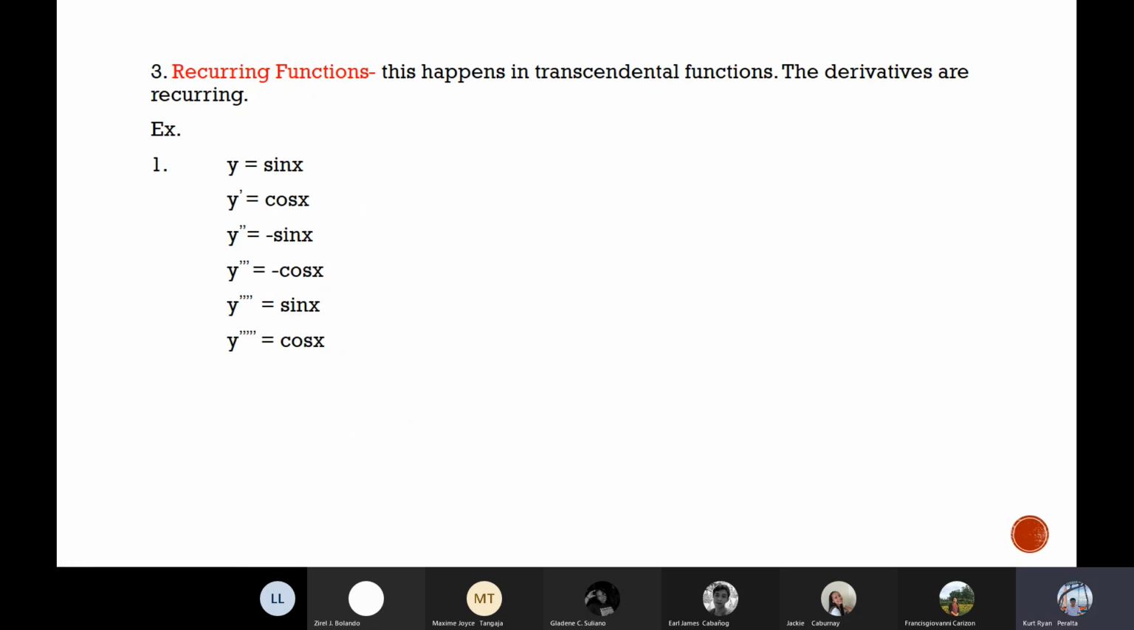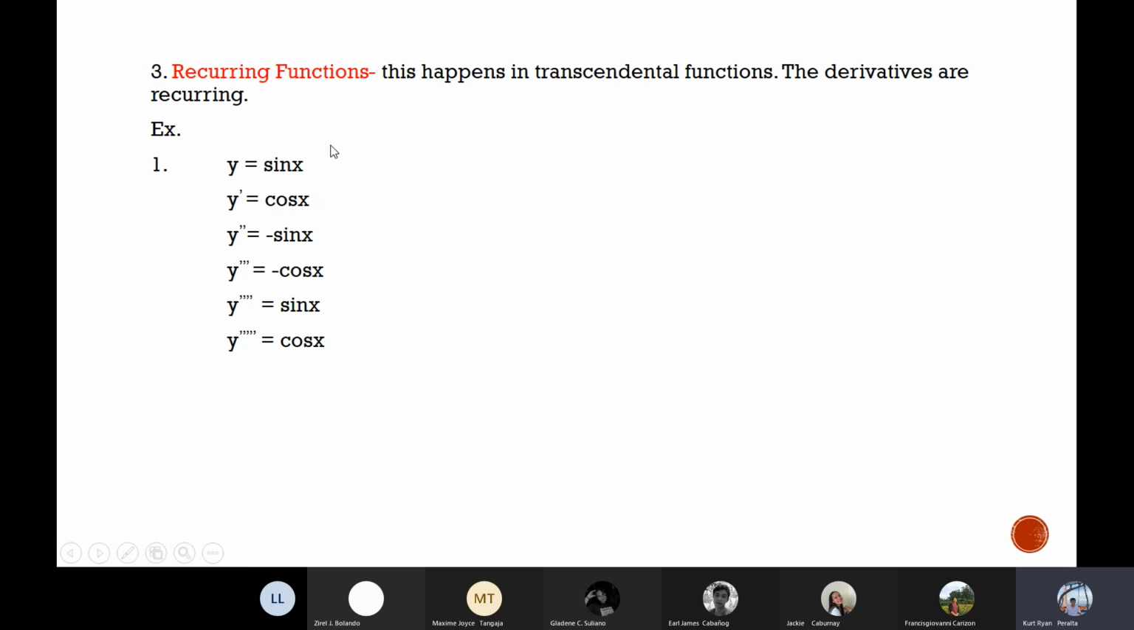The last type of function according to their higher derivatives is the recurring functions. This happens in transcendental functions. The derivatives keep repeating. So what are these transcendental functions? They are non-algebraic functions, like the inverse functions, logarithmic, and hyperbolic functions. You will encounter these in your calculus, like in integrals and inverses.